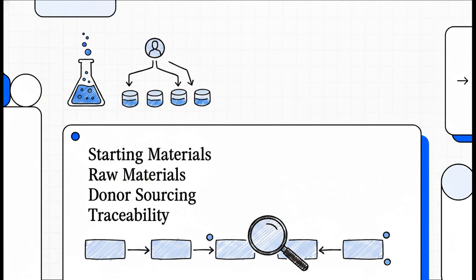So we aren't going to be talking about downstream manufacturing, quality control, or release today. Instead, we're looking exclusively at the upstream supply chain. How do we source our inputs? How do we qualify them? And crucially, how do we track them?